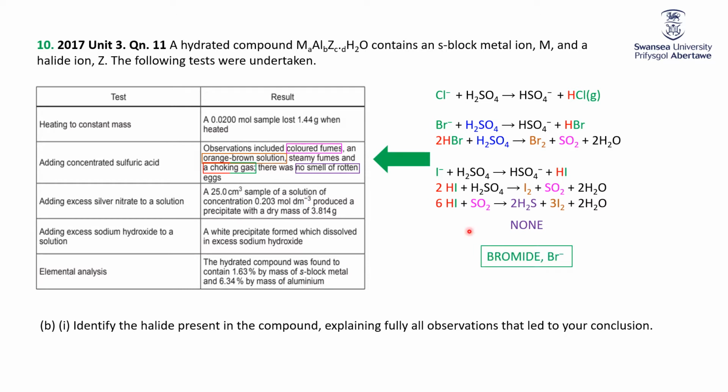Okay. Now, that's also where we use the excess silver nitrate solution that makes a precipitate. If they'd included the color of the precipitate, that would have told us whether it's chloride, bromide, or iodide. There's a calculation here that I'm not going to do in this worksheet because it is in the A-level stoichiometry worksheet. But that again confirms that it is bromide.